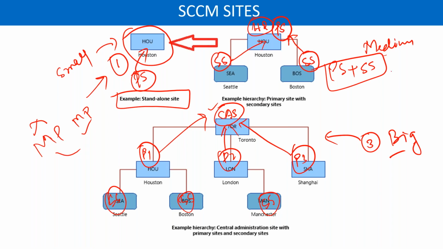For a medium sized company, you have multiple management points. For each secondary, you have a management point. Each secondary will have an MP here, an MP here, and the primary will also have an MP, management point.